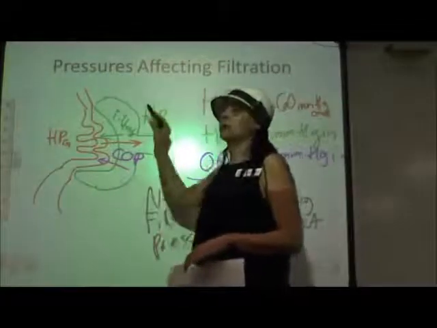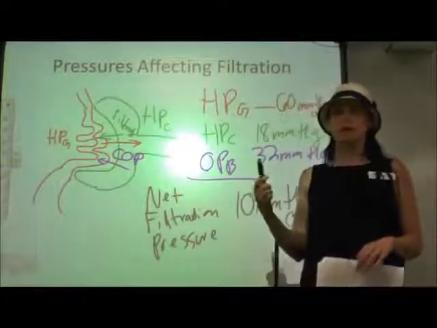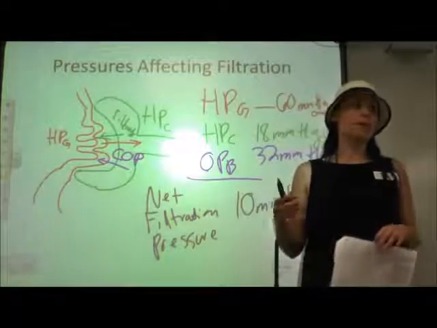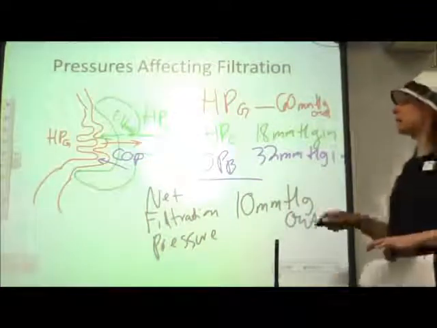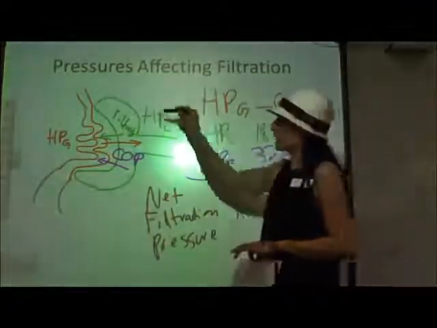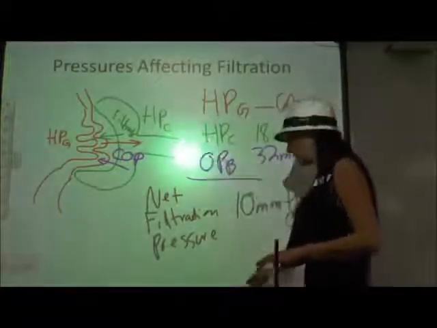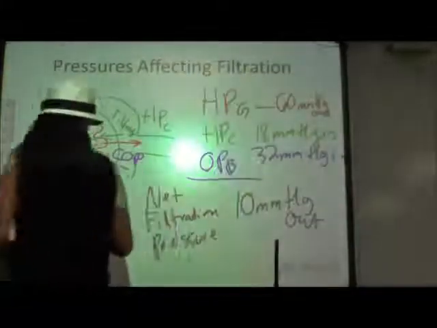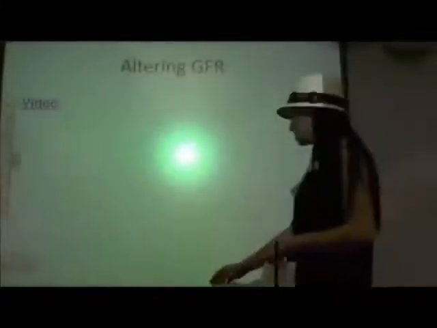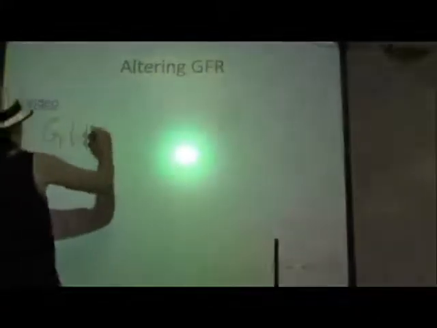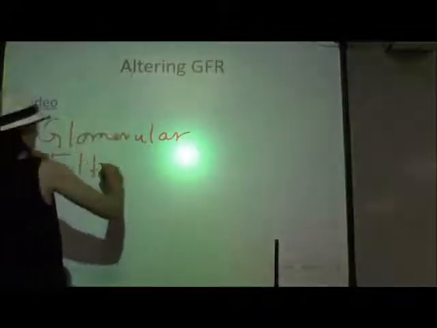And we want to keep our filtration rate pretty constant because you don't want to be changing your urine volume and blood volume on a moment-to-moment basis. You want to keep it in a pretty tight homeostatic range. This filtration rate, or the amount of filtrate that we produce in 1 minute, is what's called our glomerular filtration rate, and that's what we'll talk about next. So our glomerular filtration rate is our GFR.